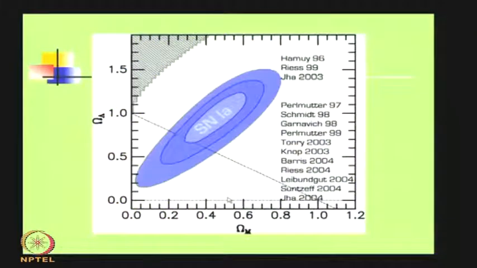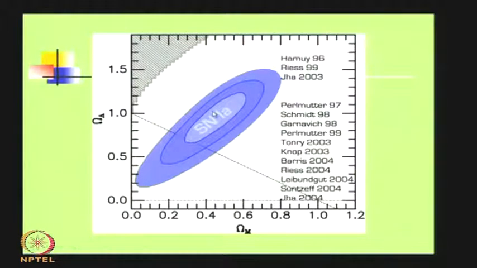Let us go back to the data again. The data seems to indicate that there is some amount of omega lambda, and the supernova data itself cannot really pinpoint what the value of omega lambda is. There are regions over here, confidence intervals, which are shown. With 99.7% confidence we can say that our universe lies somewhere inside this region. With lesser confidence I can say that it lies within this region. This is from supernova data only.